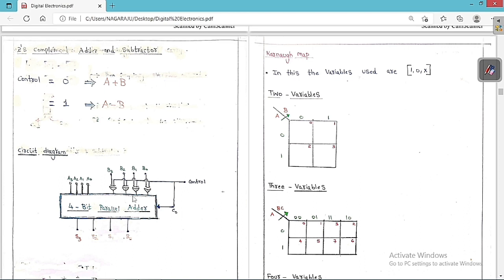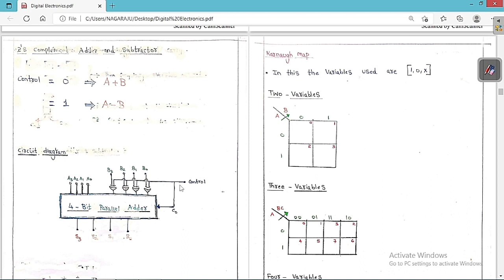So for the first full adder we are going to give A0, B0 and C0, and for the second full adder we are going to give A1, B1, and the carry of the first full adder. Similarly I will do each and every aspect of this. So now this is the C0.